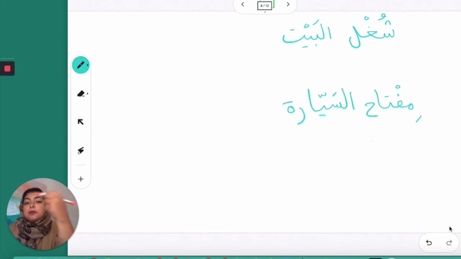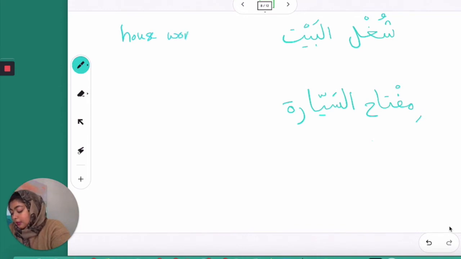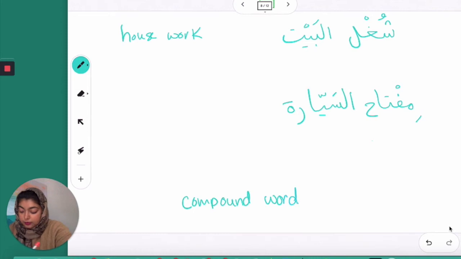ما معنى شغل البيت? Remember we did الثقافة, we talked about شغل البيت. شغل البيت, housework. This right here is an example of a compound word. In English, it's a compound word, meaning we just put those words together. Housework becomes one word. In Arabic, compound words are considered إضافة because you're relating two words to each other. It's the work of the house, right? Work that has to be done in the house. So that is why we use إضافة in this structure.